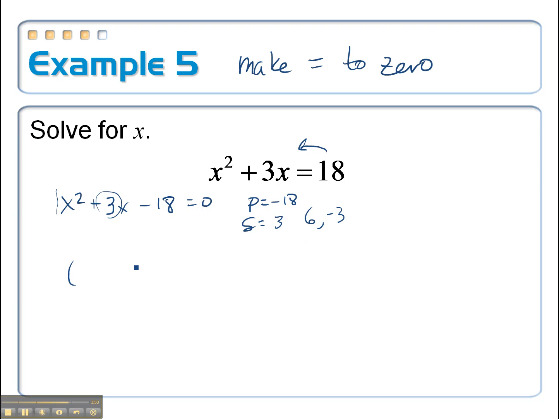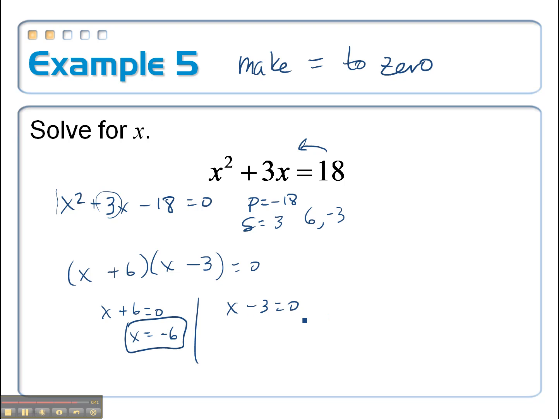So then you open up two sets of parentheses, and you put your factors in, with x plus 6 for the first one and x minus 3 for the second one. And now I set both of these factors equal to 0. So x plus 6 equals 0 or x minus 3 equals 0. On the first one I subtract the 6 over and I get x equals negative 6. And on the second one I just add the 3 over and I get x equals positive 3. Now this isn't an ordered pair, it's just x could be negative 6 or it could be 3.